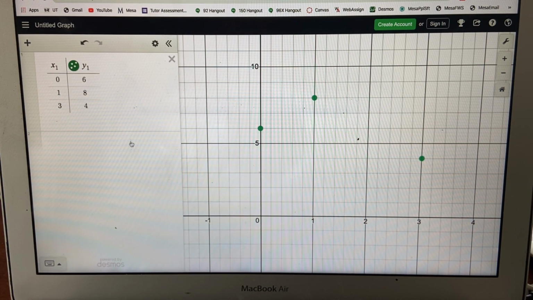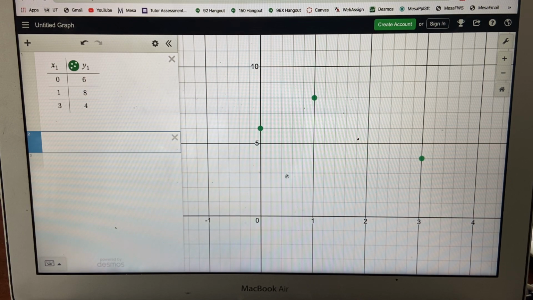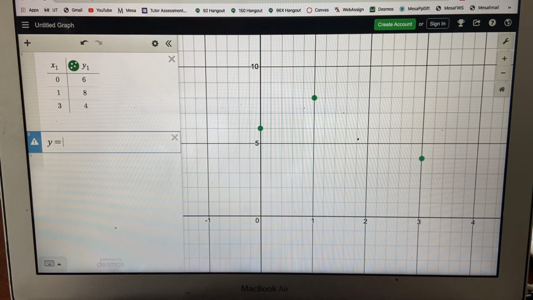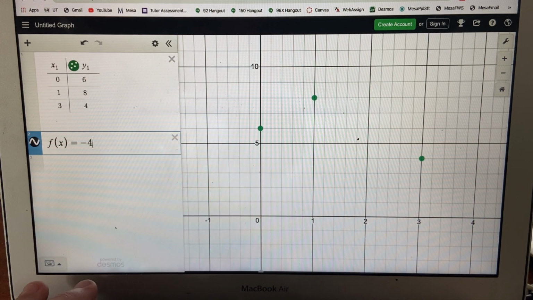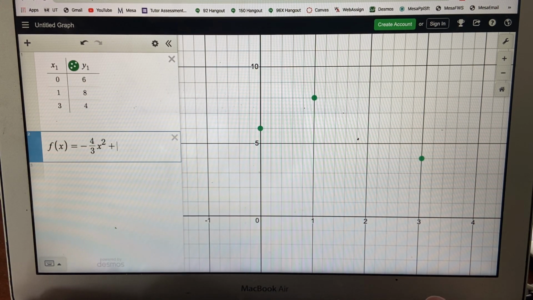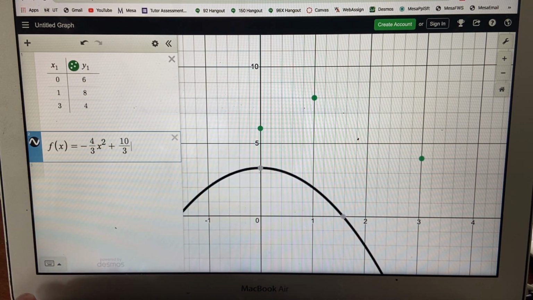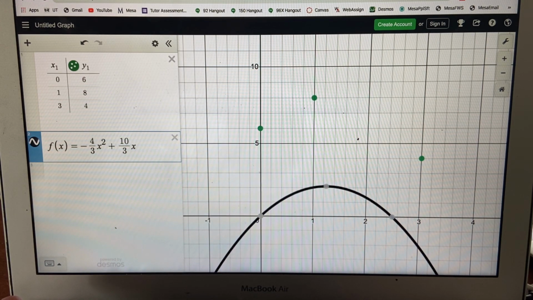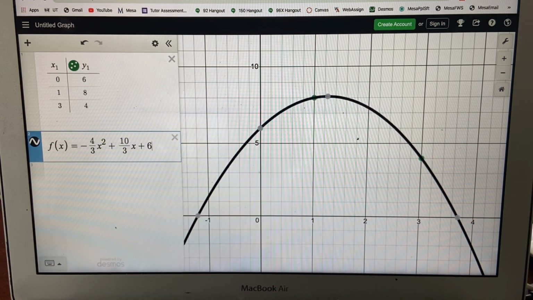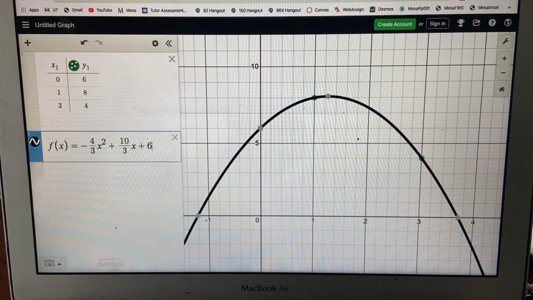So if I type in the function that we just found, we should see that it goes through these 3 points, and it would be the only equation that does that. So if I go y equals, maybe I'll use f of x. So negative 4/3 x squared plus 10/3 x plus 6. We should see that that function populates exactly through those points we had. So indeed, this function is doing the job that we were hoping it was going to do.